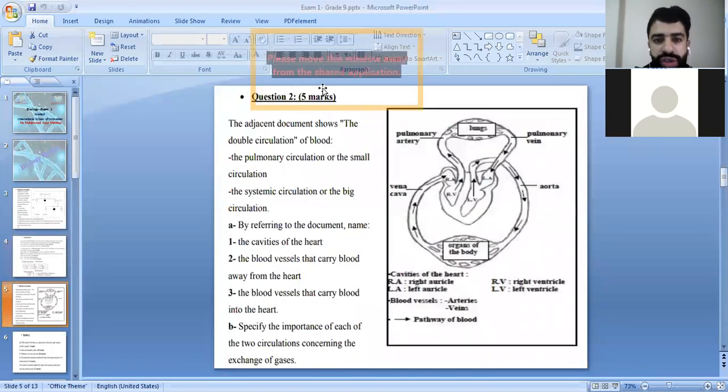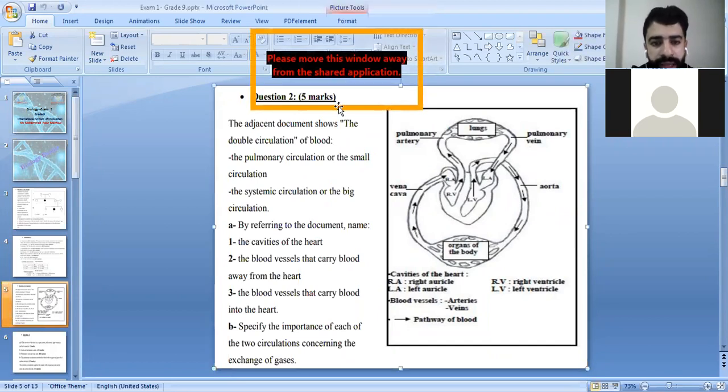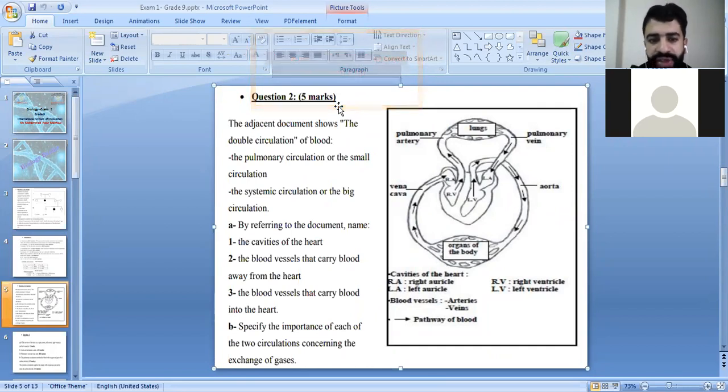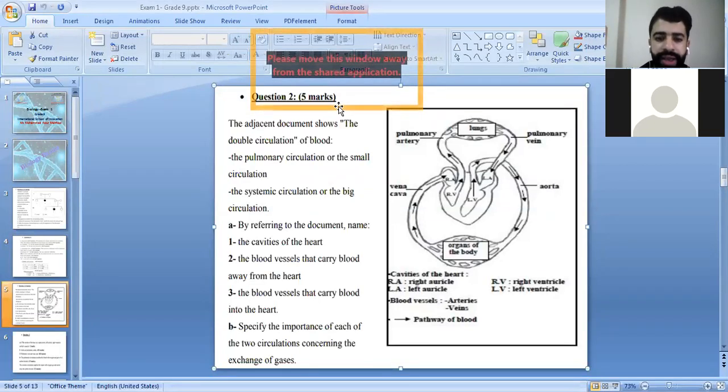Let's move now to question number 2. The adjacent document shows the double circulation of the blood. The first one is called the pulmonary circulation, which is called the small circulation, and the systemic, which is called the large circulation. Referring to the document, you have to refer to the document. Give the name of the cavities of the heart. In this question, most of the answers are in the document. I don't know why you have some mistakes in this question.